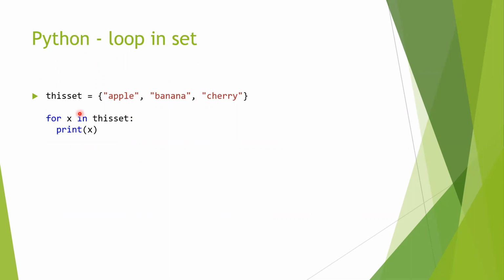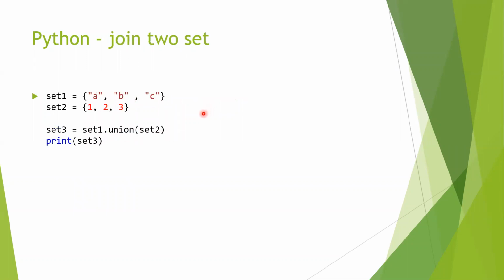Okay, how to apply a loop? We have already learned in the previous lectures. Suppose any set is there, just apply for x in the name of the set, then print. So you will get apple, banana, cherry in the output.